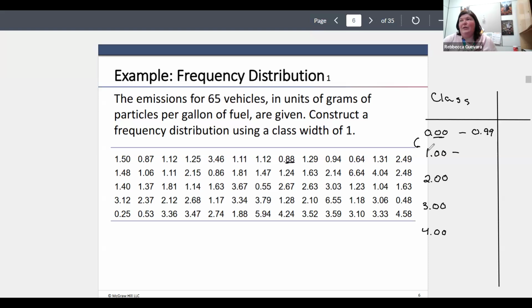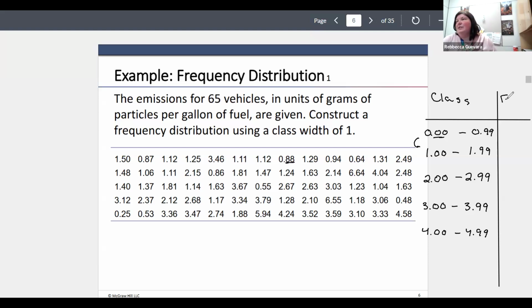Same thing here. This class starts at 1, and I have to end before we get to 2 because that's the next class. That one has to stop at 1.99. Or we could just keep adding 1 and get their next limit. If I add 1, the next class has to stop at 2.99. That's the upper limit. The next class upper limit is 3.99, and the next one is 4.99.